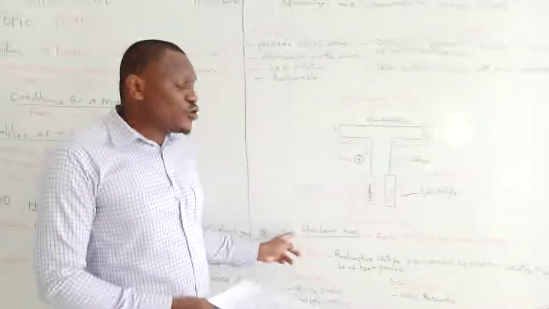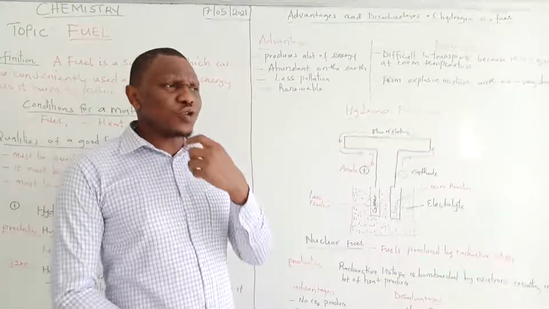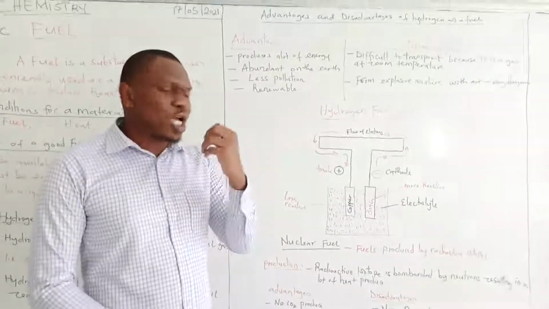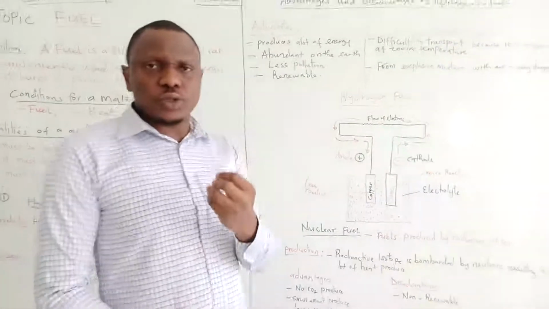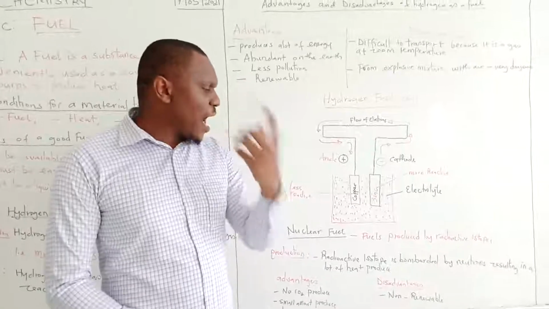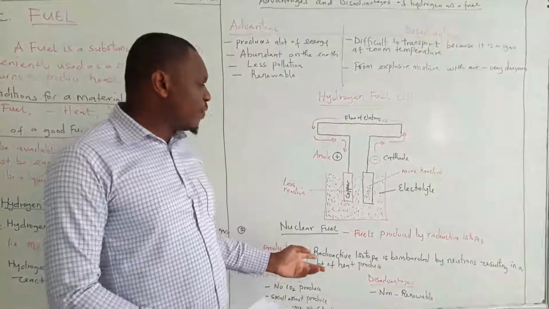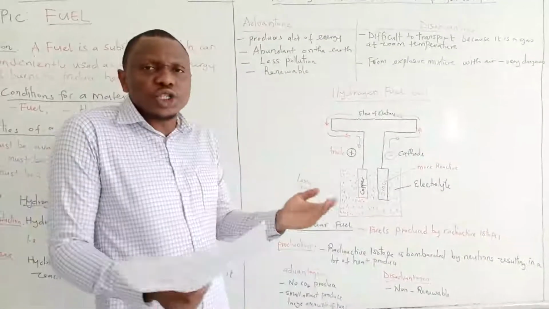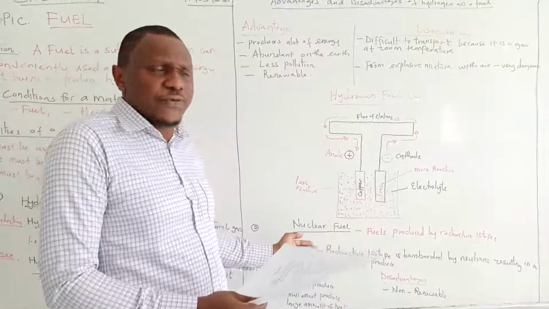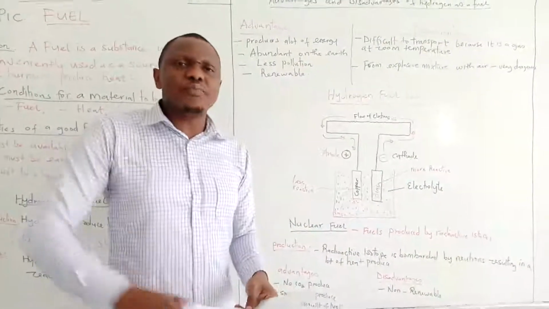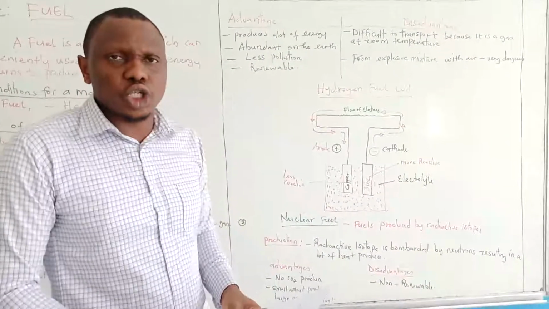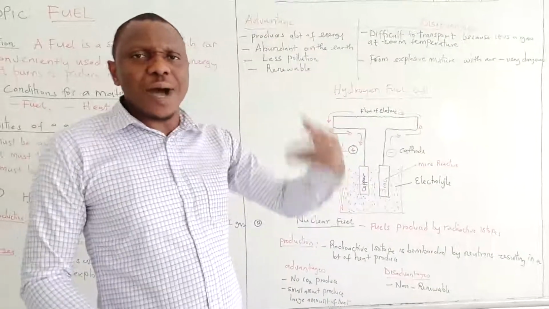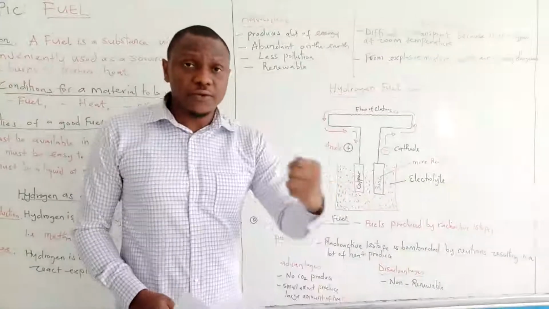We go to the second point of fuel: nuclear fuel. When we talk of nuclear fuel, what do we mean? We mean fuel that is produced by radioactive atoms. Now, how does this radioactive atom produce this fuel? These radioactive atoms are bombarded by electrons. When they are bombarded, they produce a large amount of heat as fuel.